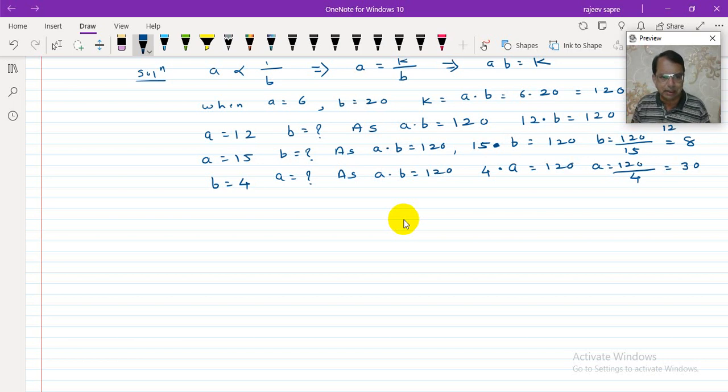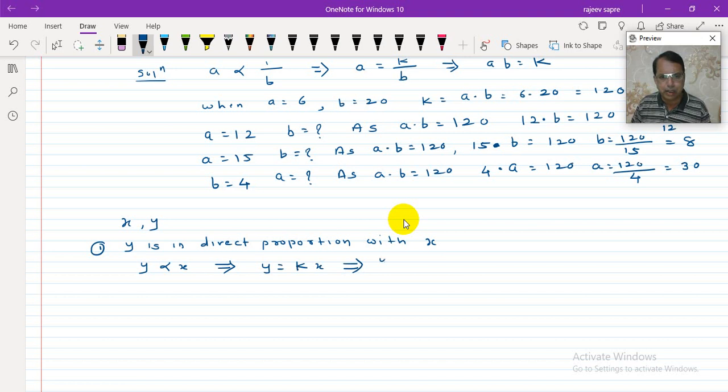Whenever you have two variables X and Y, and suppose Y is in direct proportion with X, what will you write? Y alpha X. What does it mean? It implies Y is equal to Kx, and it implies Y upon X is K.